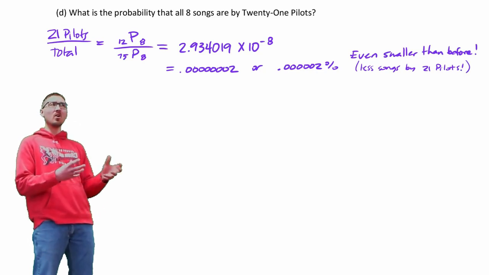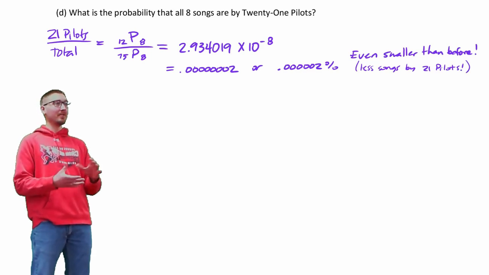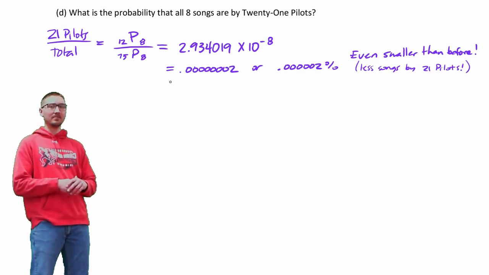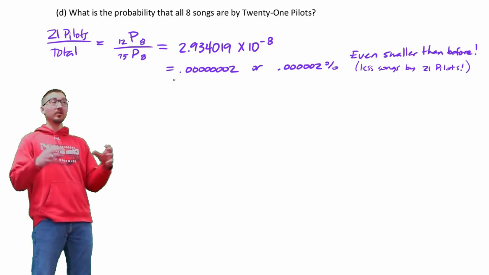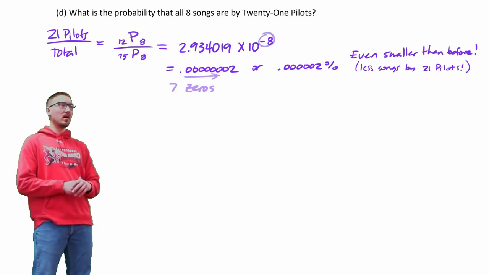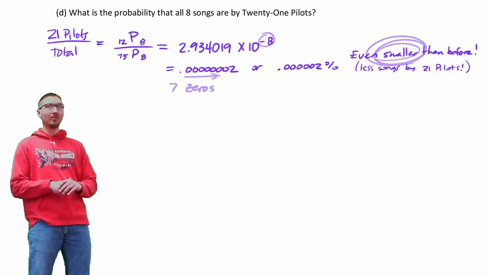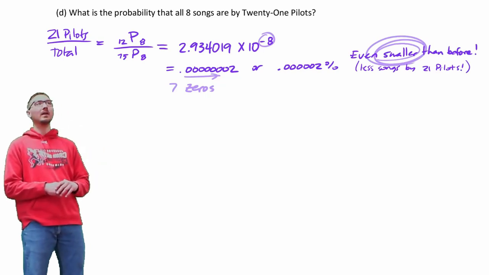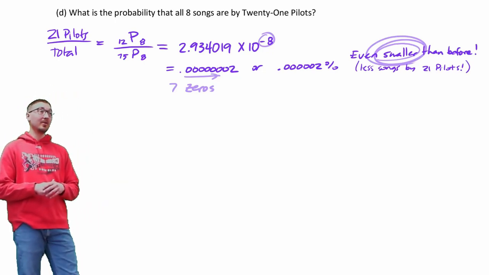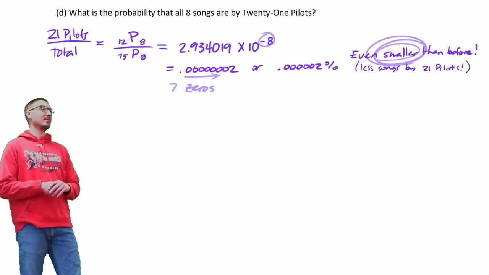If you move that decimal place 8 spots to the left, it's an even smaller answer than before. Because there are fewer songs from 21 Pilots, there's actually a decreased chance. It's even rarer that we would get a full playlist of just those band songs, which makes sense. If 30 of the songs were by a certain artist, it's more likely that you're going to get a playlist full of that artist's songs. If there were only 8 songs and I wanted all 8 of them to be randomly picked by shuffle, that's never going to happen. That's ridiculously small. In terms of a decimal, that's 0.00000002. There would be 7 zeros since you moved the decimal 8 spots to the left.